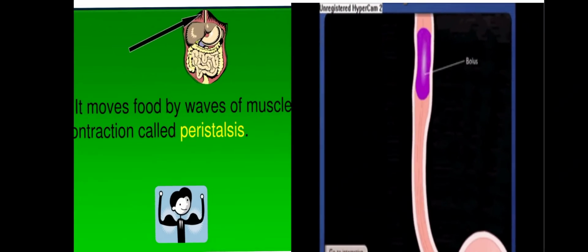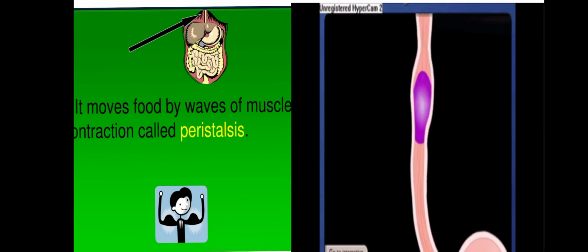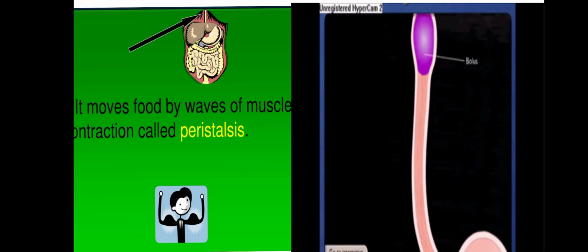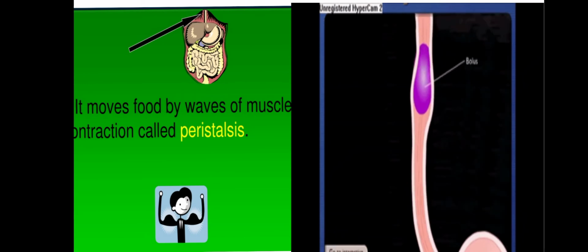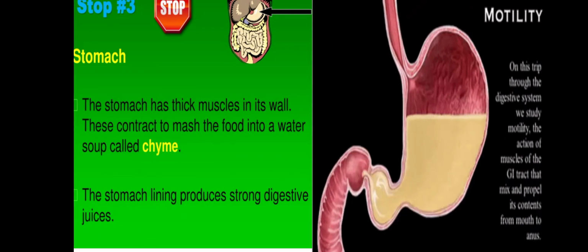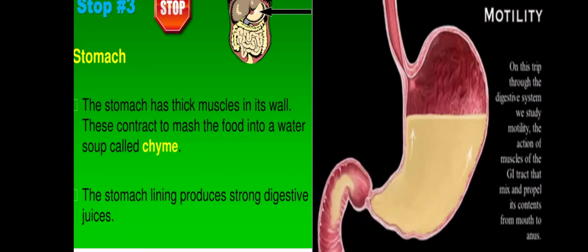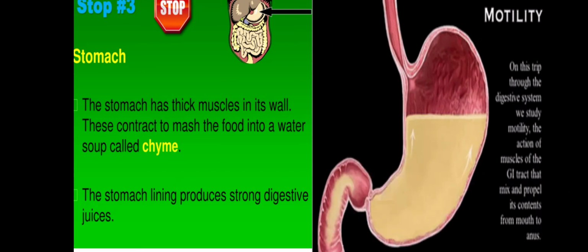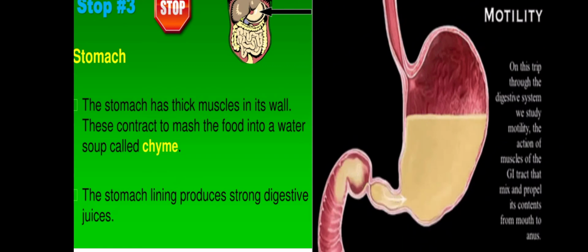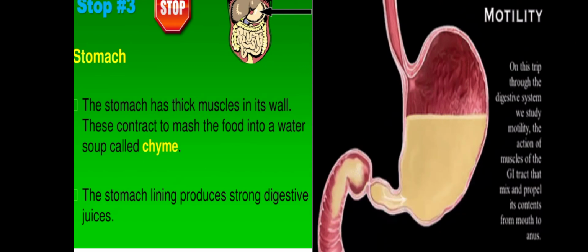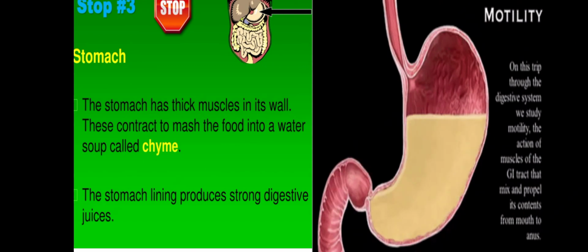Now in today's lesson, we have learned about a very important term that is known as peristalsis. It moves food by waves of muscle contraction. The stomach has thick muscles in its wall. These contract to mash the food into a watery soup called chyme. The bolus that passes from the mouth, when it reaches the stomach, changes to watery soup that is known as chyme.